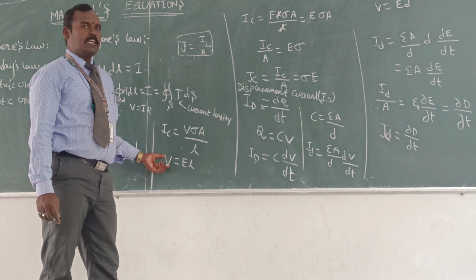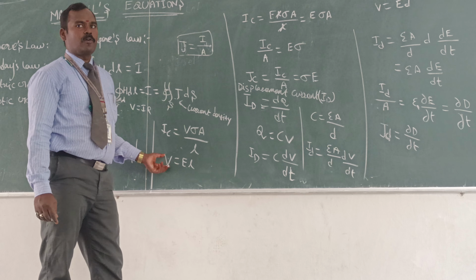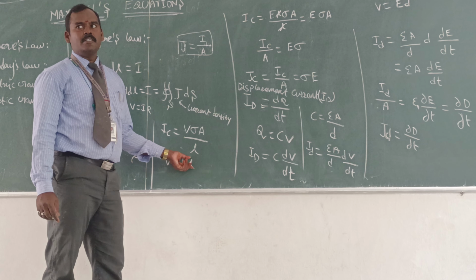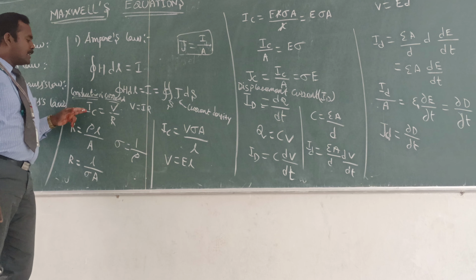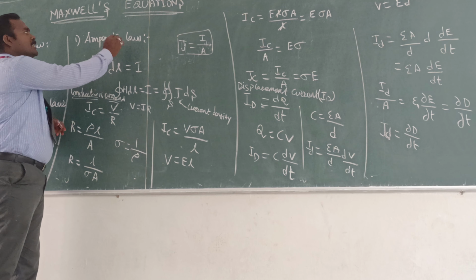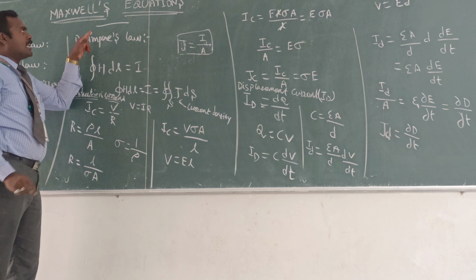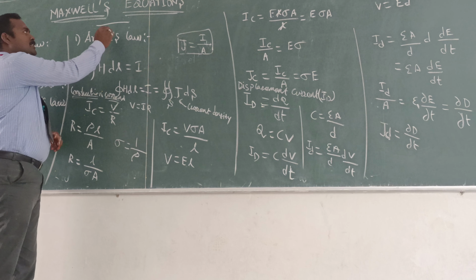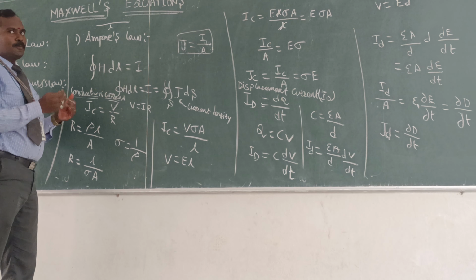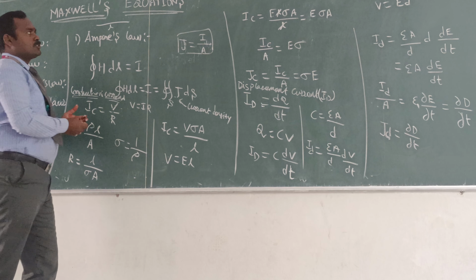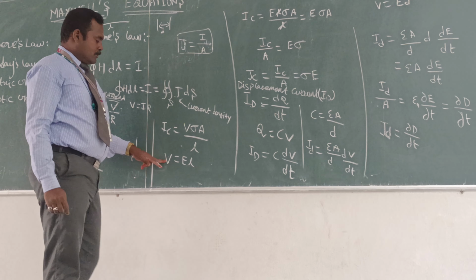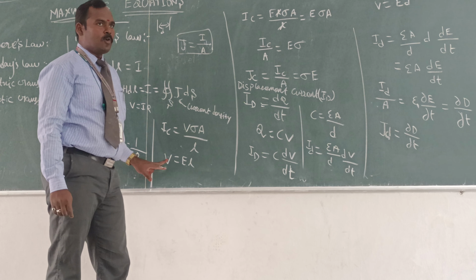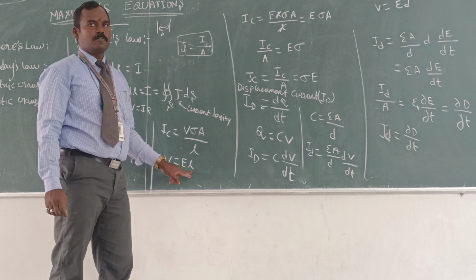We know the electric field relationship: potential should be equal to the electric field into the length of the conductor. Here we consider the length of the conductor, because for the conduction current we have considered a conductor. The conductor has a specific length L. Suppose we consider capacitance, then the distance between the parallel plates is D. So the electric potential should be equal to E into the distance.